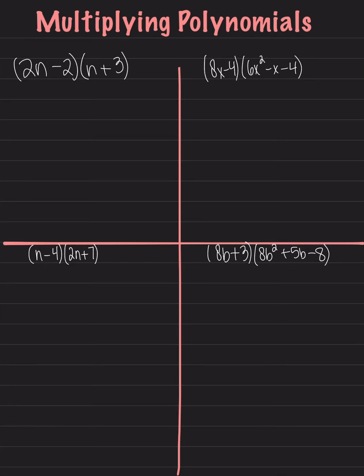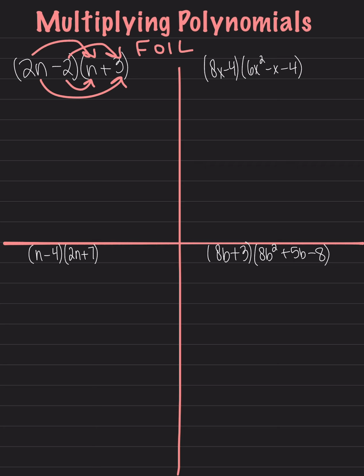Hi, in this video I will go over multiplying polynomials. Looking at the first one, I have 2n minus 2 times n plus 3. I can use the FOIL method over here: F-O-I-L. First, outer, inner, last.